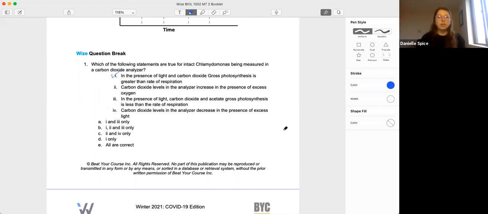Number 2: carbon dioxide levels in the analyzer increase in the presence of excess oxygen. When we're thinking about excess oxygen, this would mean that we're undergoing more respiration. That means we're likely going to need more NADH and FADH2. If we need more NADH and FADH2, we're going to have to undergo the Krebs cycle and oxidation of pyruvate more, and thus increase the amount of carbon dioxide. So 2 is also correct.